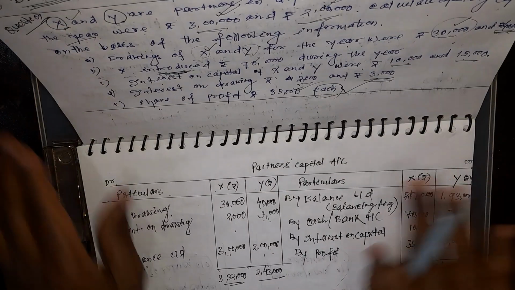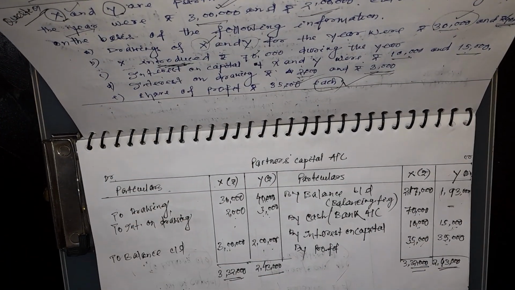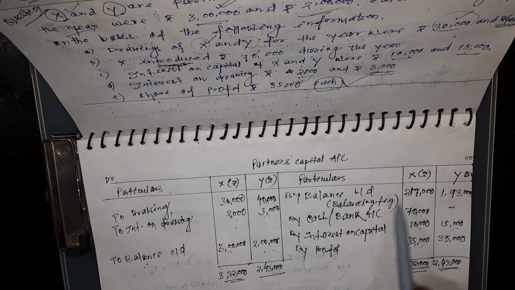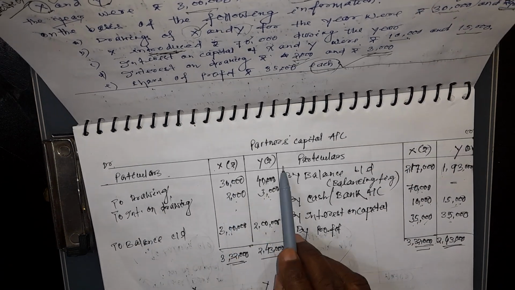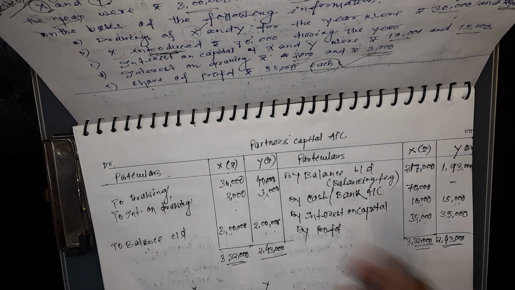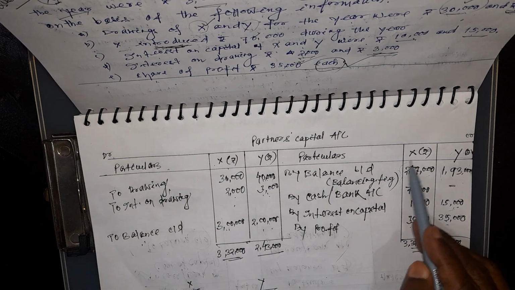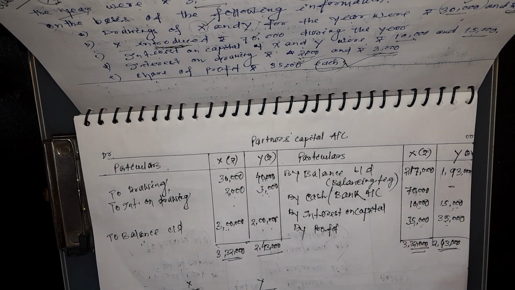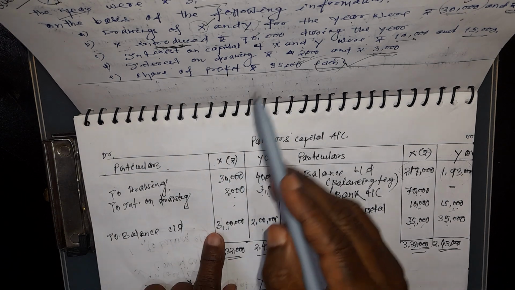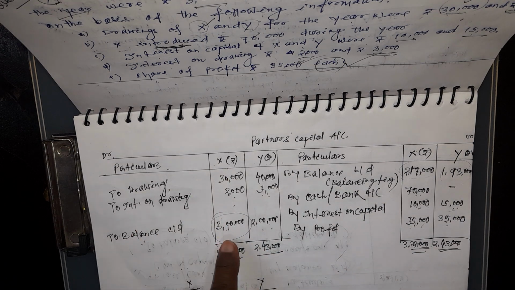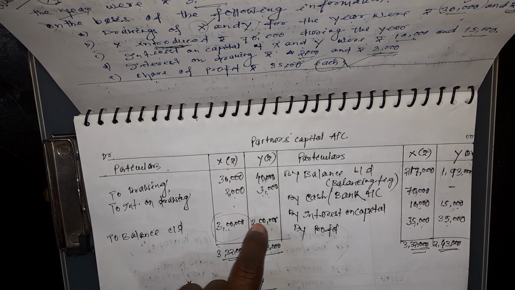So you see now. I have already drawn the format, the partners' capital account. I wrote particulars, X and Y, debit and credit. Balance b/d, that is opening capital, I have to calculate. What are the things? First, closing capital. Closing capital of X is given. So I wrote under the column of X 3 lakhs and for Y 2 lakhs.